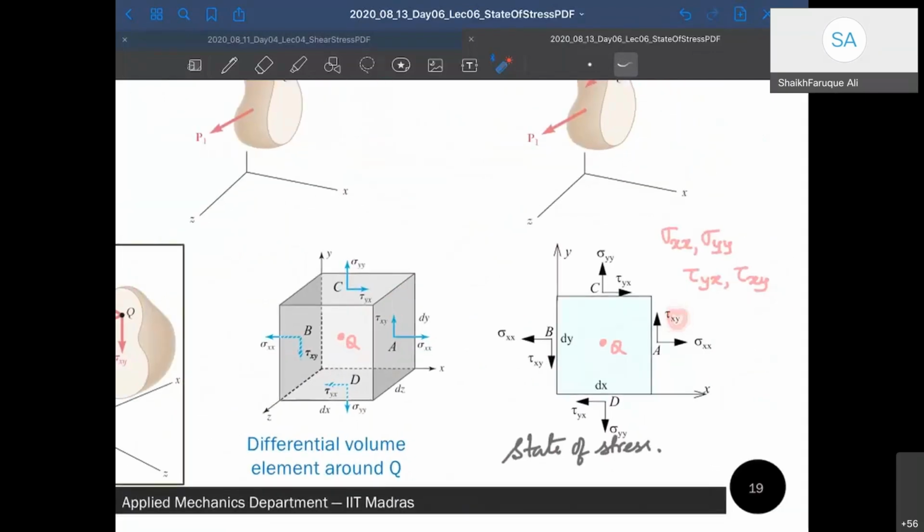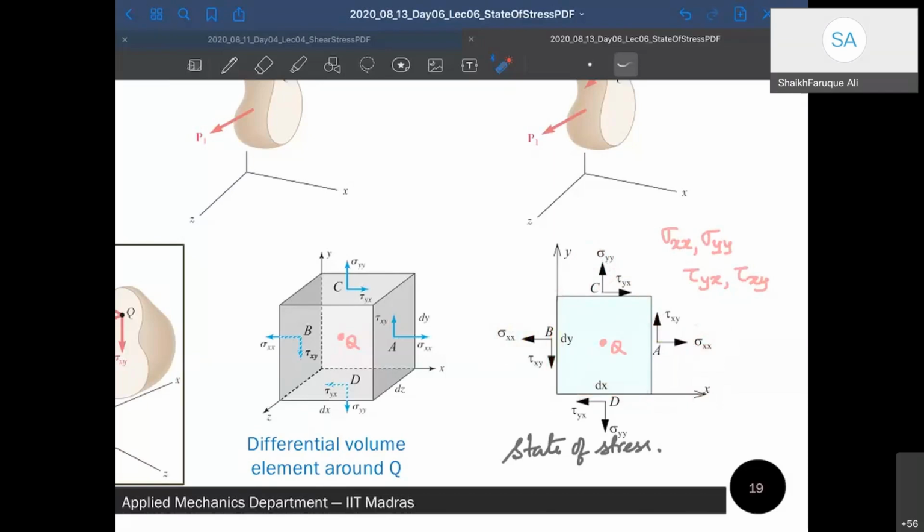Tau xy in the sense that x is the direction of the plane, which is perpendicular to the x-axis, and y is the direction of the load, so along the y-axis. Similarly, as I said, we have to represent in two mutually perpendicular planes. If you look at this plane, it will have sigma yy, because y is the direction of the plane and y is the direction of the load. Then along this direction there will be tau yx. Same as before: if this is sigma xx, there will be tau xy along this surface, and therefore tau yx also along this surface.